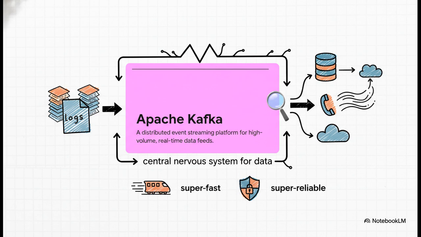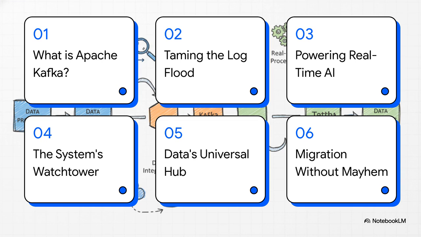It's funny, it started out as this pretty simple tool for processing logs over at LinkedIn, but since then, man, it has evolved into this incredibly versatile, distributed event streaming platform. The best way to think of it, it's like a super fast, super reliable central nervous system for all of your data. So, in this explainer, we're going to break down 5 of the most critical ways Kafka is being used out in the wild today.